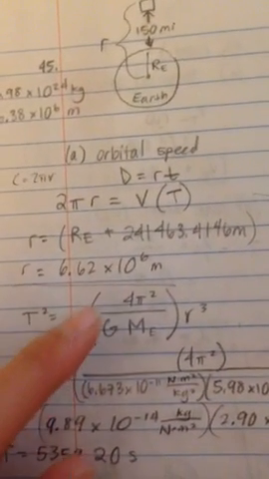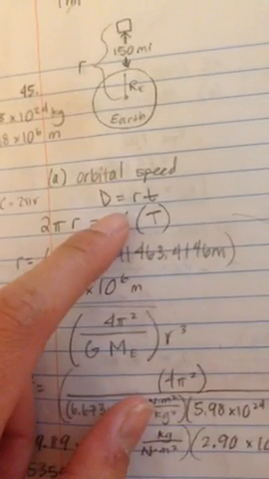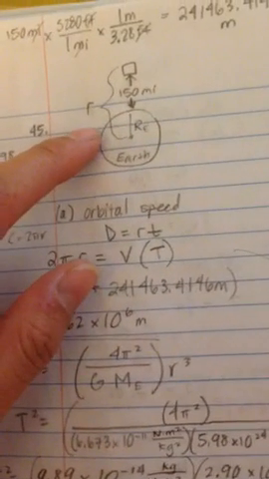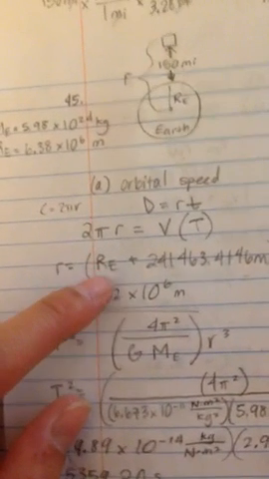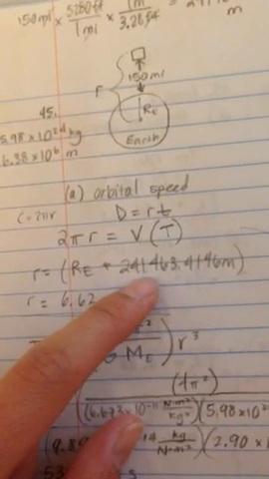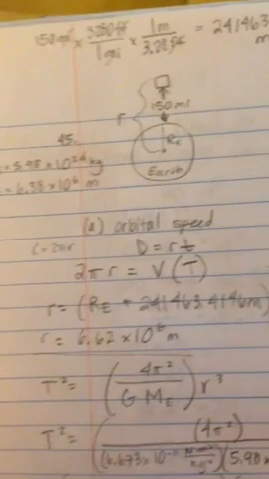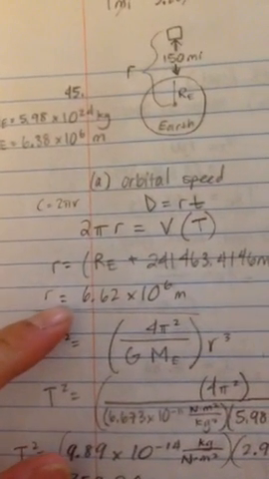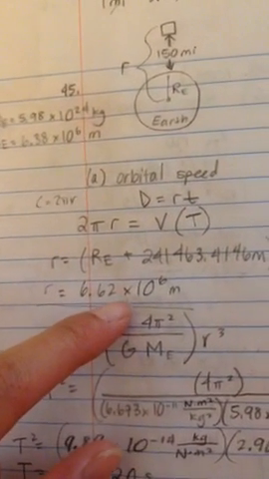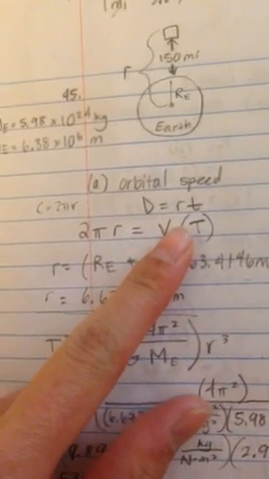And then I noticed that we're solving for the speed, so I'm using the distance equals rate times time formula, and the lowercase r is the radius of the Earth plus the 150 miles, which is 241,463.4146 meters from the 150 miles. And so this is now the lowercase r. And now I want to solve for t, because I'm going to plug it into this formula.